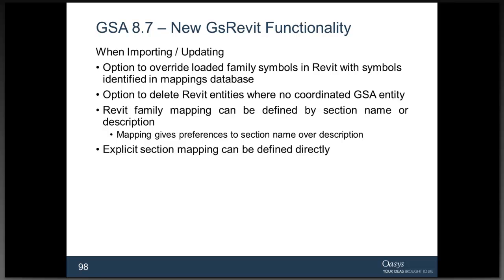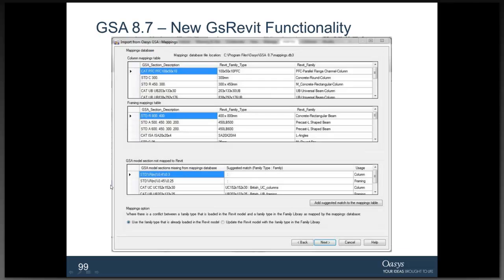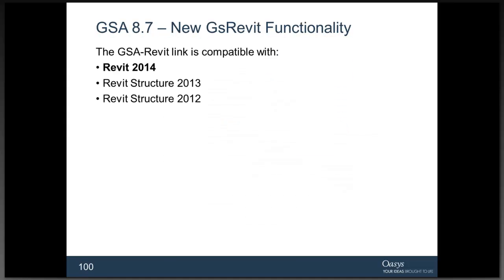And we can also define explicit mappings in the mappings database directly in the import dialog box. The top half of this dialog box is a view onto the mappings database, and the lower table enables you to specify a mapping and then add that to the mappings table if you wish. And of course, we now have compatibility with Revit 2014.